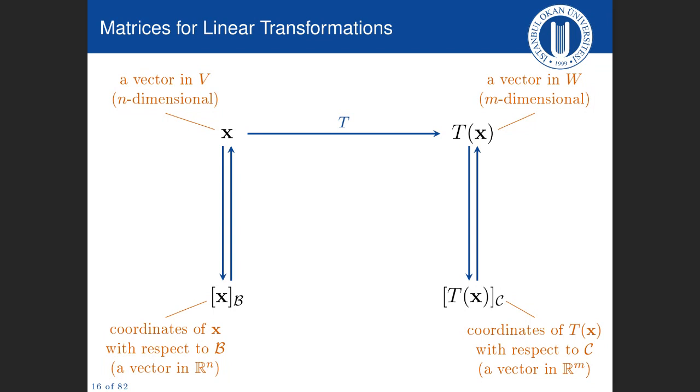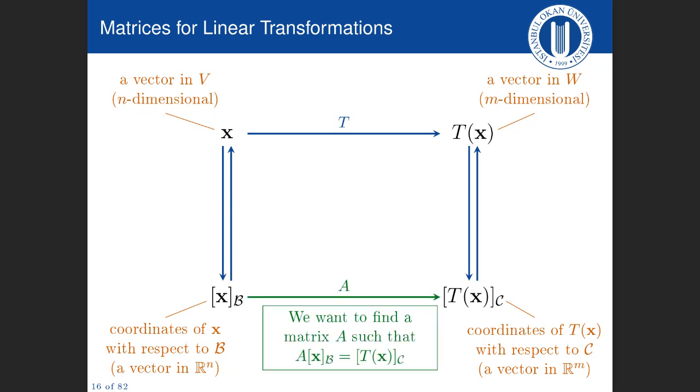Now the idea here is we want to find a matrix for T relative to these bases. So in other words, we want to find a matrix A which maps the coordinates for x relative to B over to the coordinates for T of x relative to C. Or more precisely, we want to find a matrix A such that if we multiply A and the coordinates for x relative to B, we obtain the coordinates for T of x relative to C.